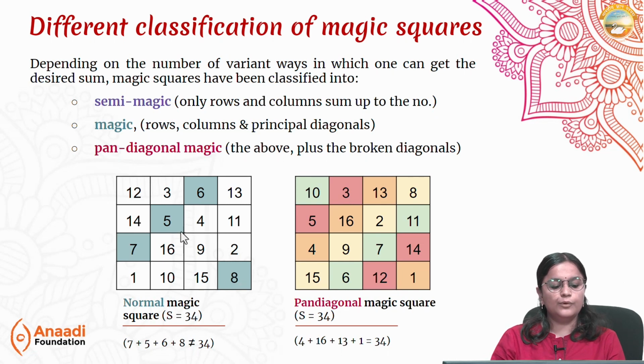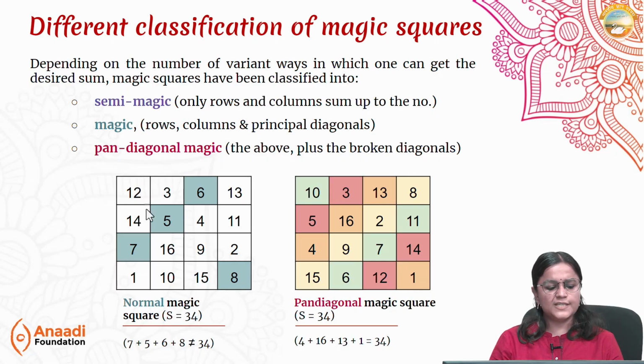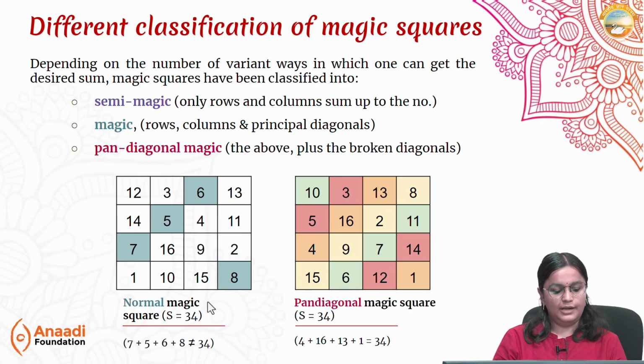However, if you were to look at the broken diagonal, here marked in the blue color, you will see the sum of 7, 5, 6 and 8, right? If we were to extend this diagonal here and wrap it, we would get the number 8 as a part of this diagonal. We realize that the sum of this broken diagonal is not equal to our magic number, which is 34. This is why the figure on the left which you see is a normal magic square, with the magic sum of 34.